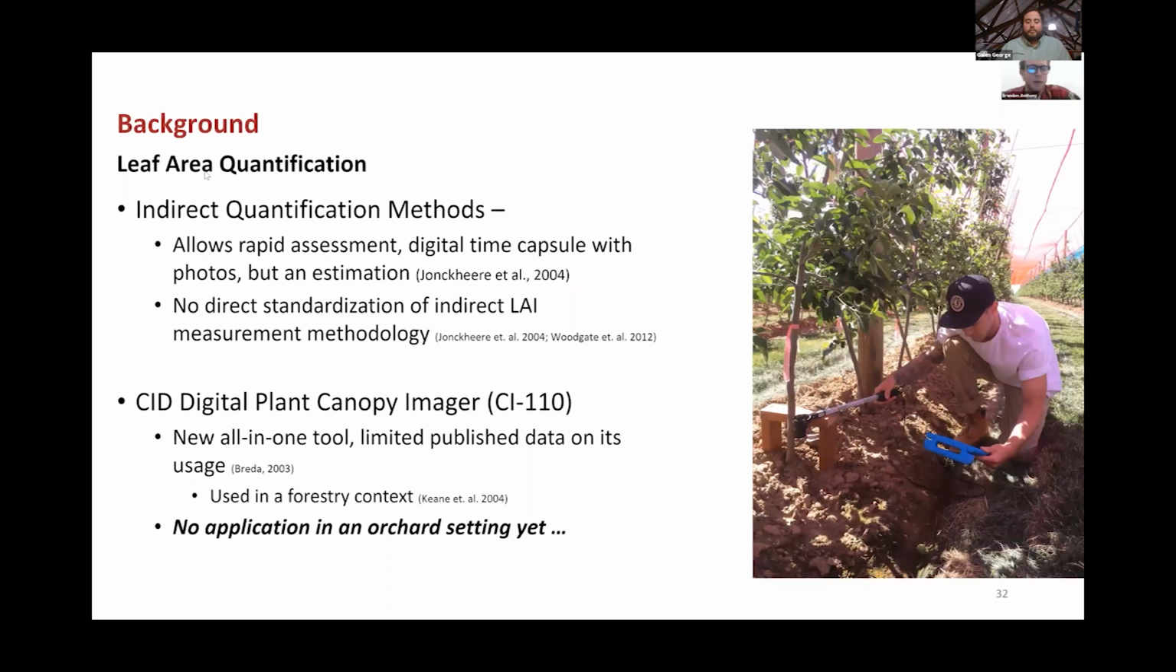And at the time of the publication, there really wasn't a lot of published data on this. Obviously, you guys have seen over the course of the presentation, there are a lot more papers that are using this tool now. But when we were developing this methodology, it hadn't been used in an orchard setting yet, just primarily used in more ecological systems.